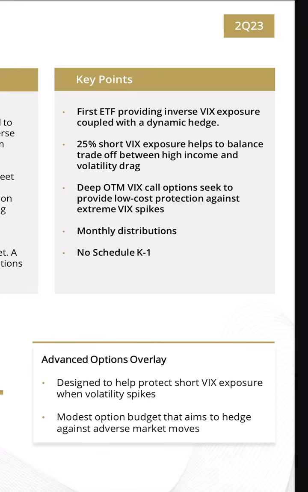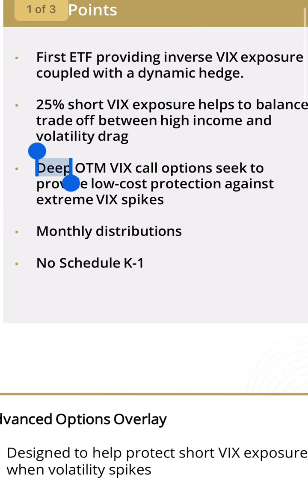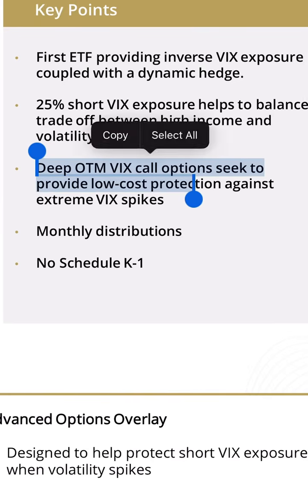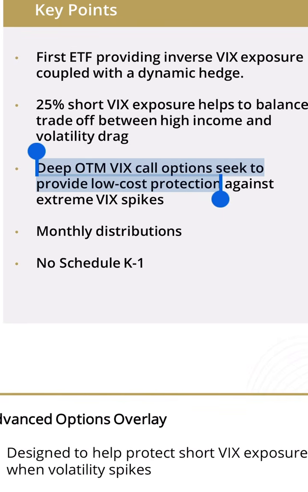It shorts the VIX, but it also has protections. If you look here, deep out of the money VIX call options seek to provide low-cost protection against spikes. From what I understand, they make about 20% premium from shorting. Now, they take 2 to 3% of that and buy call options that are out of the money. The reason for this is to protect them if the VIX has a massive spike.